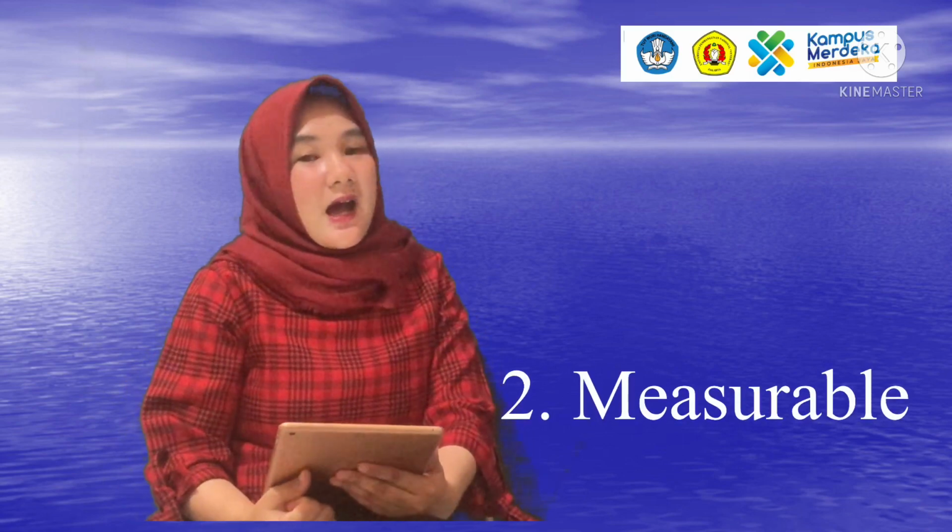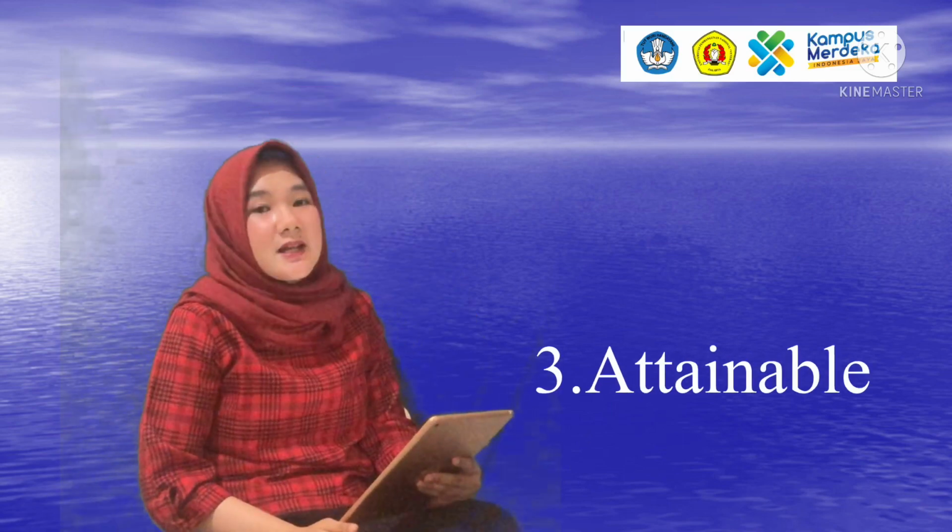Second, the policy must be measurable. How can we count the output and the outcome of the finalization of the policy? Number 3, the policy must be attainable. Attainable means we know what we are going to get from this policy.